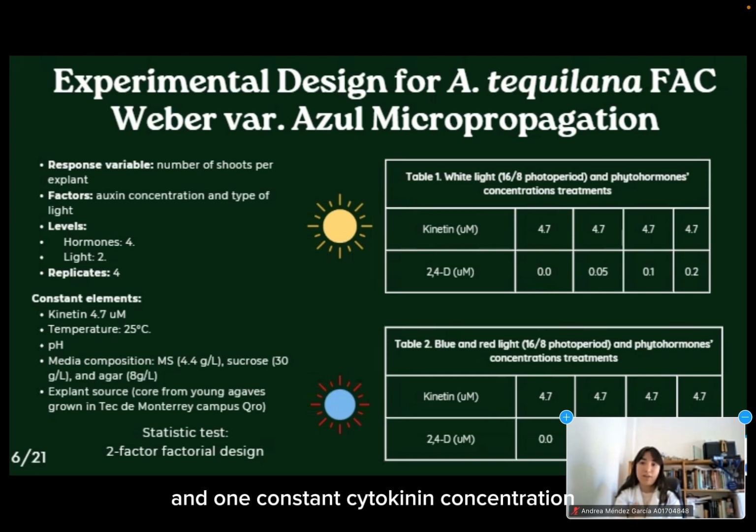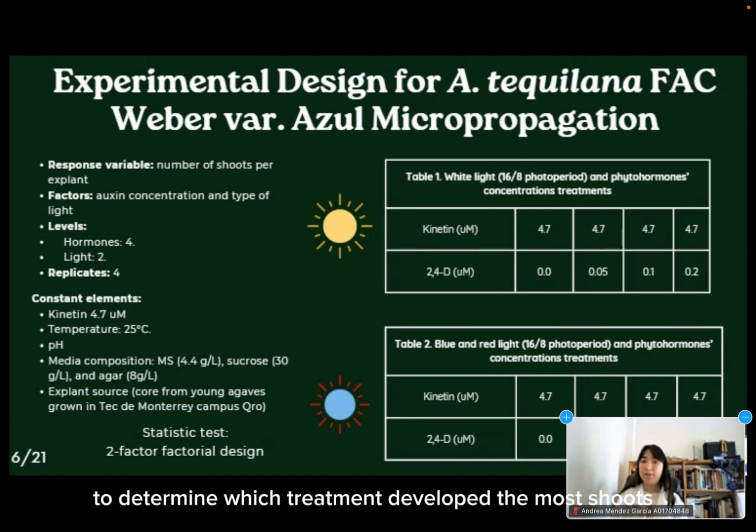To design the shoot induction protocol, we proposed a series of media supplemented with 4 different auxin concentrations and 1 constant cytokinin concentration. 4 repetitions per combination were going to be grown under white light, while the same amount would be grown under blue-red light. The impact of each factor in each level was going to be evaluated, as well as the impact of the combination of factors to determine which treatment developed the most shoots per explant.